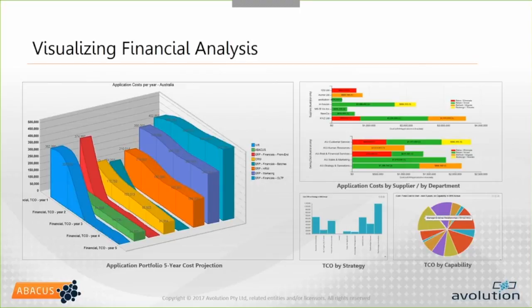A couple of other cost views. We have a view of costs by supplier or by business department, and these costs have been split down by the strategic ratings of the application. So we can see how much of that cost is non-strategic versus strategic. And as I referenced earlier, you can aggregate your costs up to very high-level constructs like capabilities or strategies, and understand the costs of implementing those strategies or running those high-level capabilities.